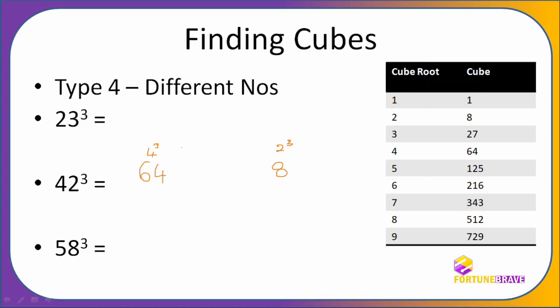What will come here? 4 square into 2, first digit square into second digit. 16 into 2 is 32. Here what will come? Second digit square into first digit. So 2 2s are 4, 4 4s are 16. Now this will get doubled, this will get doubled, add them all, you will get the answer.